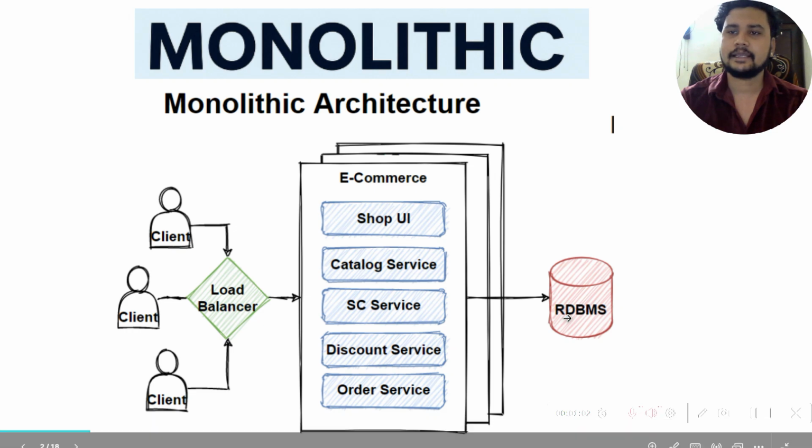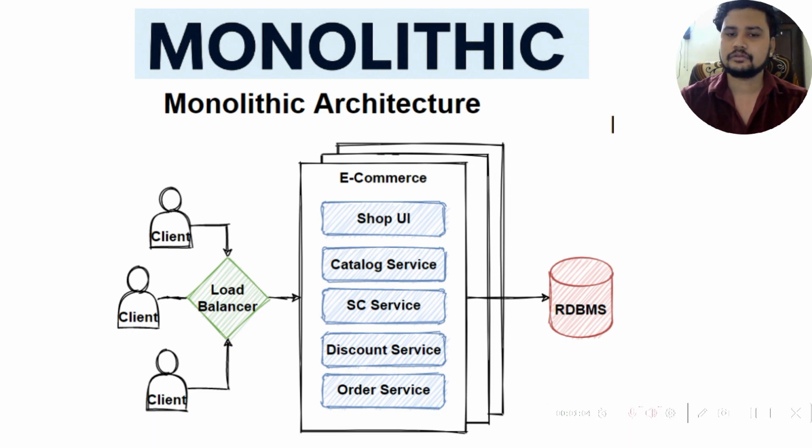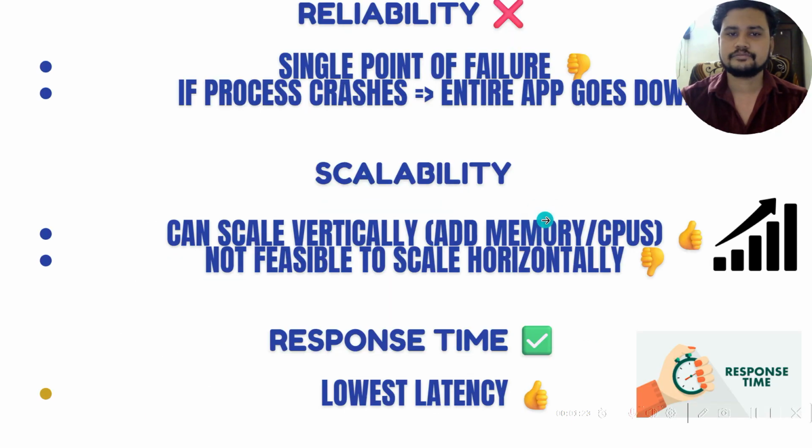It's acting as a data store, a relational database management system. From there they're getting the details and they're just giving them to the end user. If the whole server goes down, the application will not work. That's a big drawback for the monolithic architecture. Here we're gonna see what the benefits and disadvantages of this monolithic architecture are.